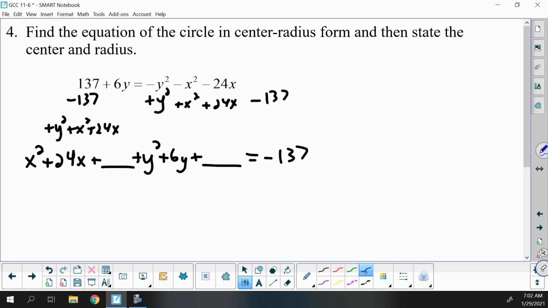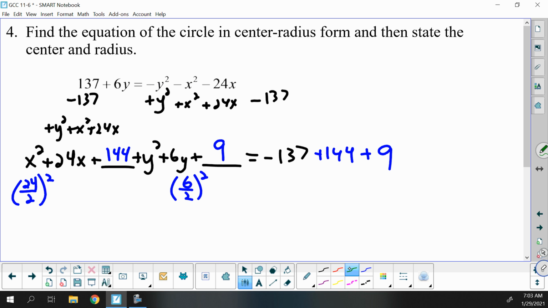So we've got to do our b over 2 in parentheses squared. We'll have 24 over 2 squared. Half of 24 is 12. 12 times 12 is 144. So we'll put it in our blank and also add it to the other side. For the y's, we'll have 6 over 2 in parentheses squared. Half of 6 is 3. 3 squared gives us 9. So we'll also add it to the other side.